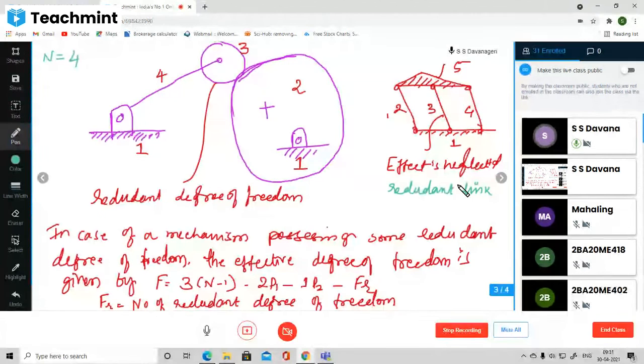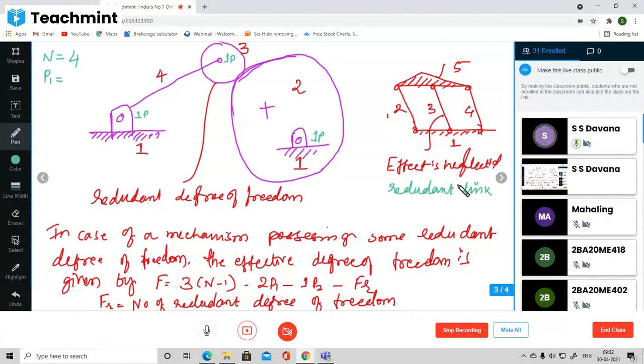So let us go for the number of pairs which have only 1 degree of freedom. It has 1 degree of freedom here, and here, and here. These pairs are lower pairs. Based on the definition of a lower pair, a lower pair gets only 1 degree of freedom.